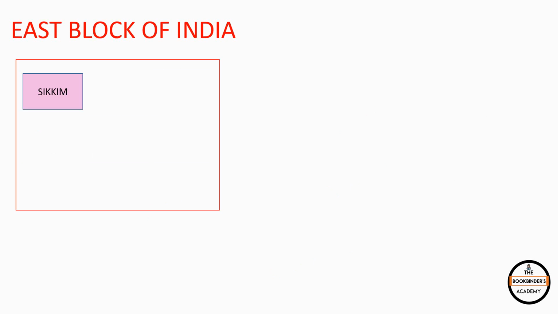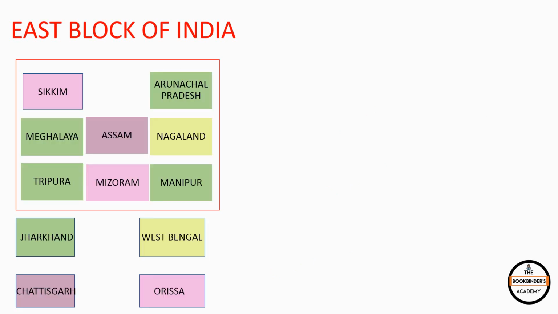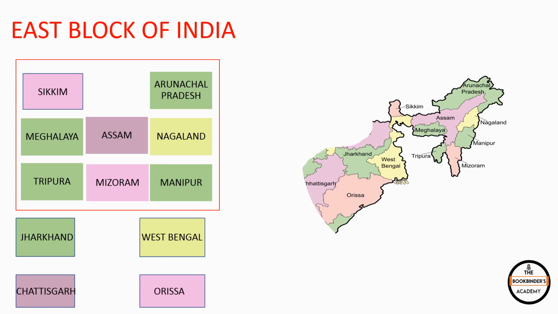After the North Block of India, let's move on to the East Block of India. The East Block of India consists of Sikkim, the Seven Sisters, and the four states belonging to the mainland, that is Jharkhand, West Bengal, Chhattisgarh, and Odisha. Now let me just show you the map. Okay, we have the map here.